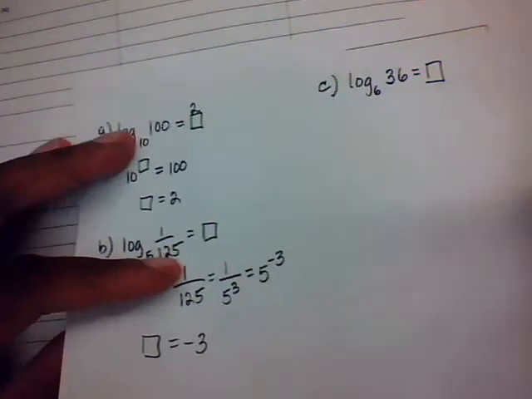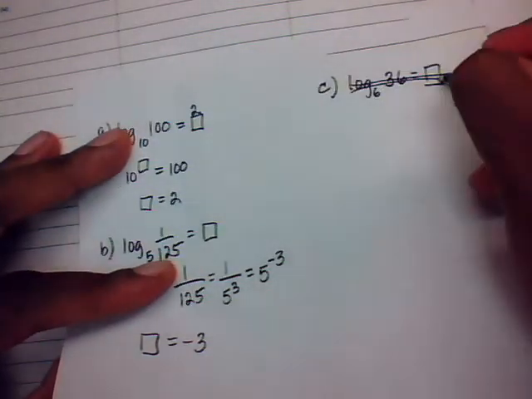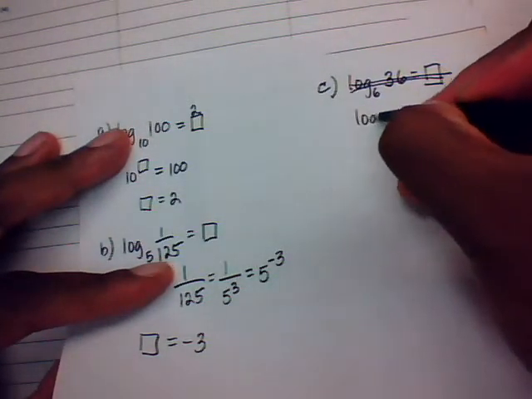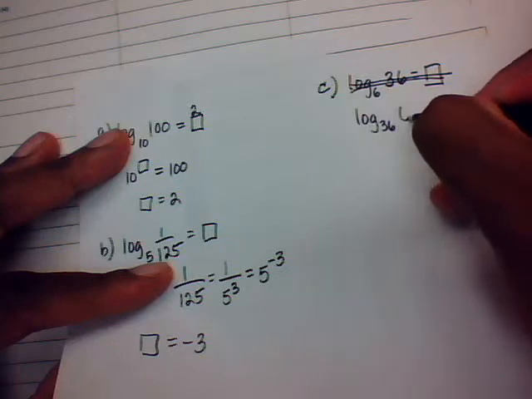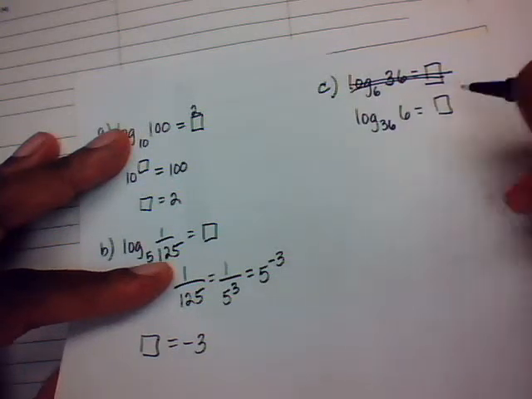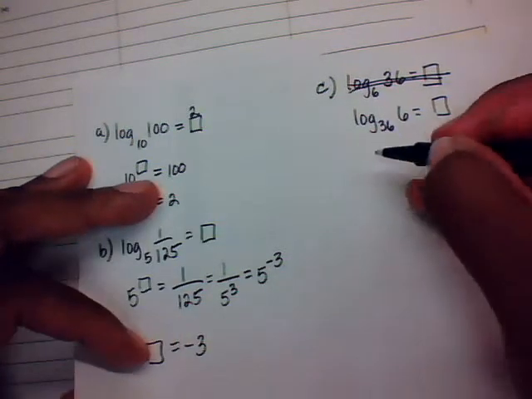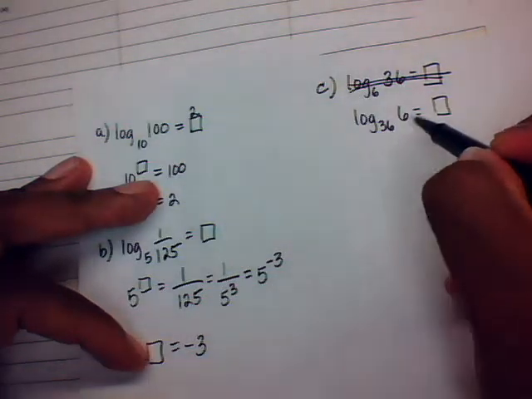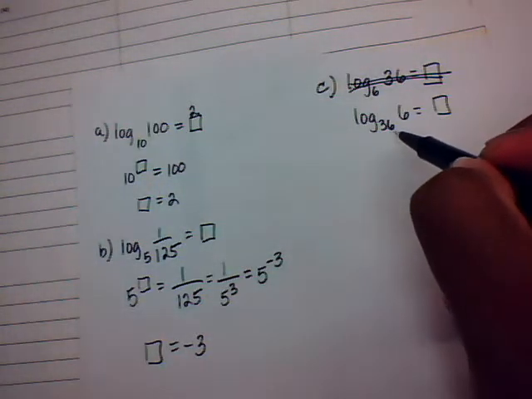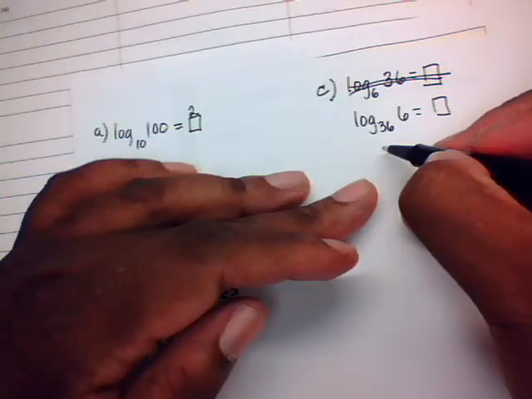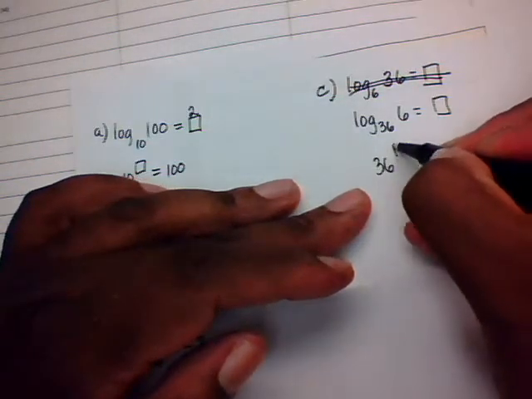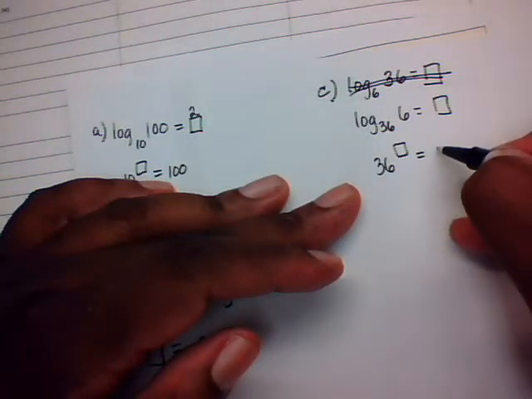Okay. I need to make a correction here. This is log to the base 36 of 6. The 36 is your base, and the exponent is what you're trying to find. So 36 raised to what power would give us 6?